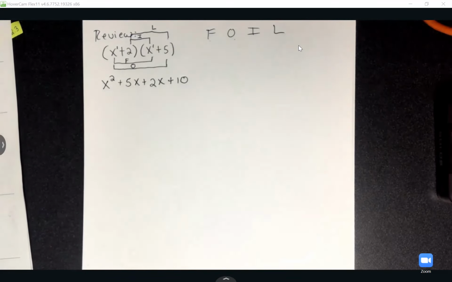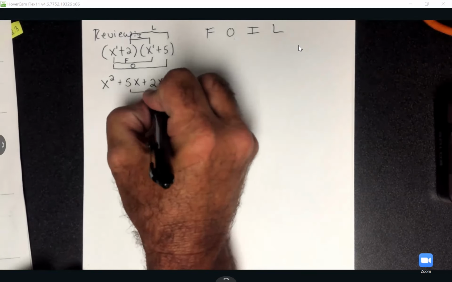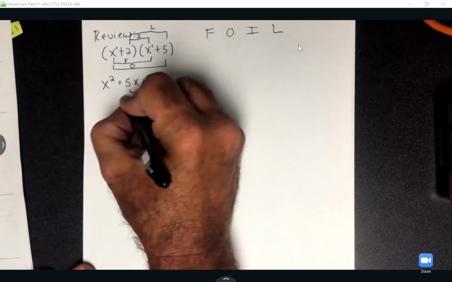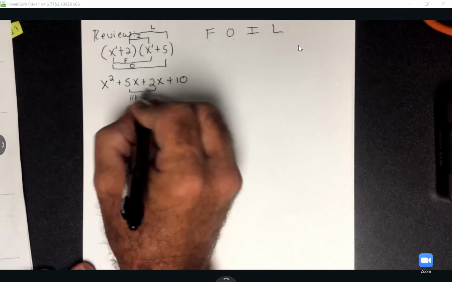So here's a question. Can this go further? Can I simplify this answer any further? Oh, I'm getting a lot of yeses. Okay, so y'all must realize I got like terms in the middle, right? So since I got like terms in the middle, I'm going to add them.